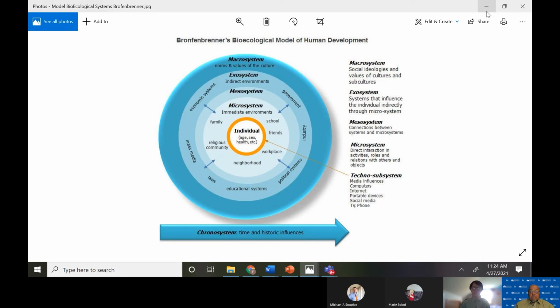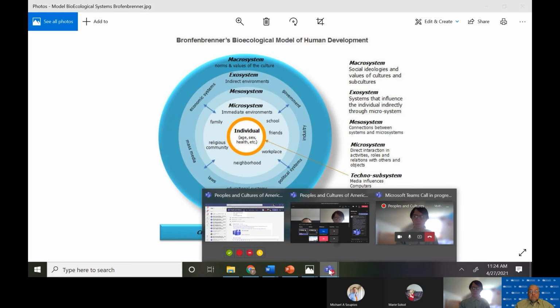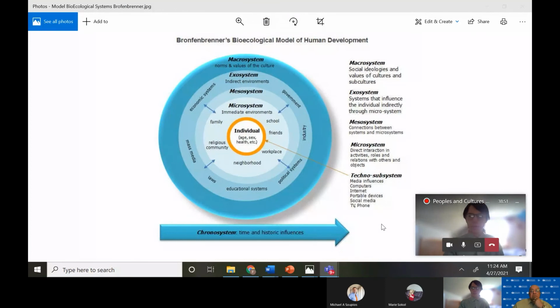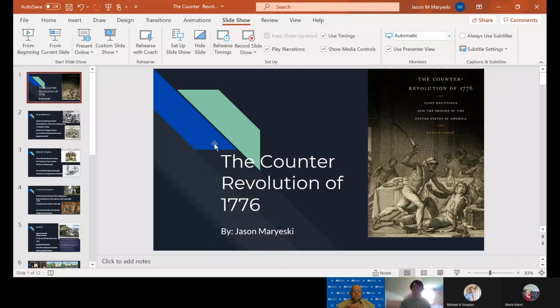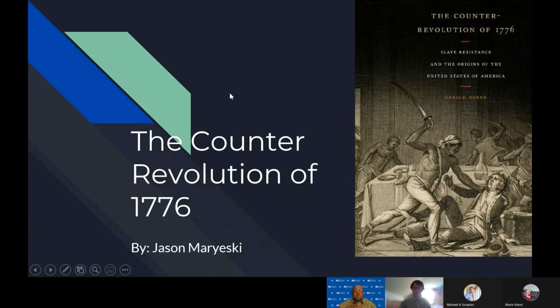Hi, I'm Jason. I'm a senior political science major, and I took this class last year as a result of being really interested in sort of how America came to be, and the research that Dr. Pritchard mentioned that I ended up doing was on a book called The Counter-Revolution of 1776, which details a sort of different history than the one I was used to learning. It tells the story of the founding of America, but from the perspective of slave rebellions.